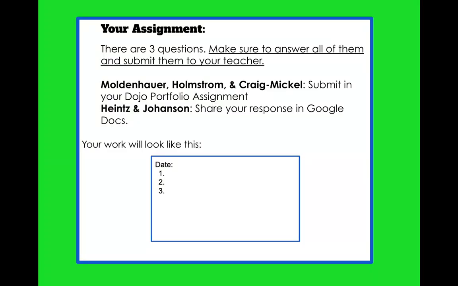So your assignment is the same as it always is. You know how to submit by now. Just please put the date at the top and make sure you number each of your answers. Makes it easier for us.